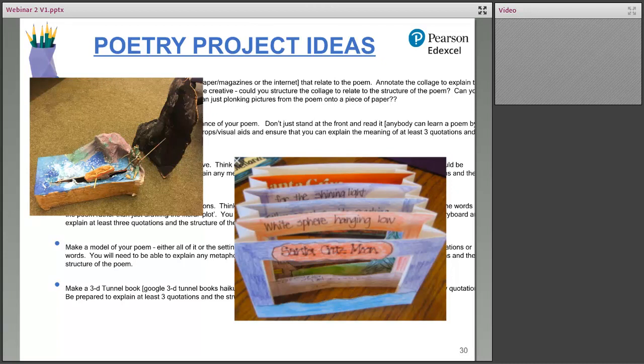Somebody's just shared to say the RSC are doing Macbeth next Thursday. Yeah, the RSC have got their plays live, not live, but they've got them going out once a week now, haven't they? So that's useful.